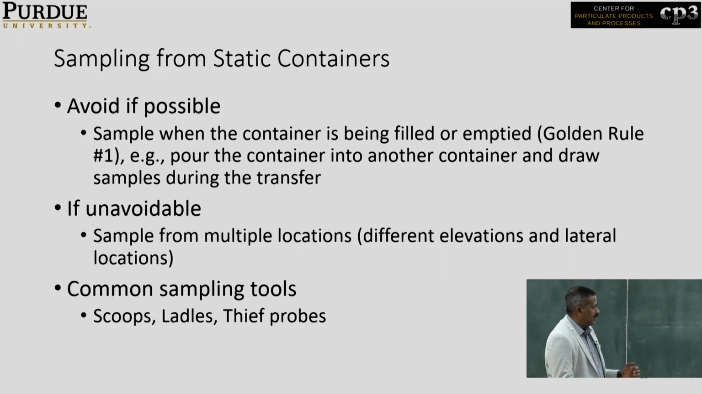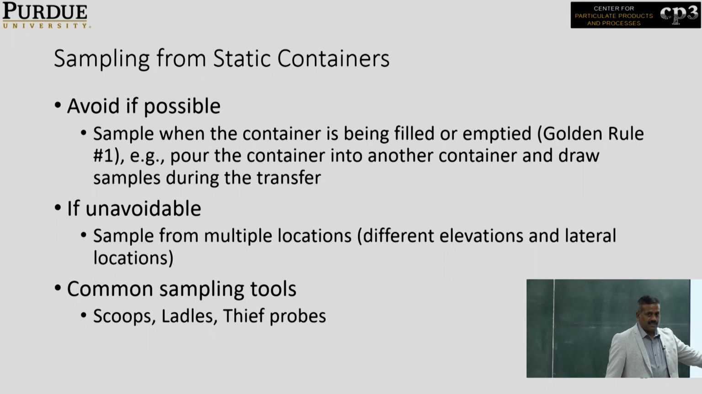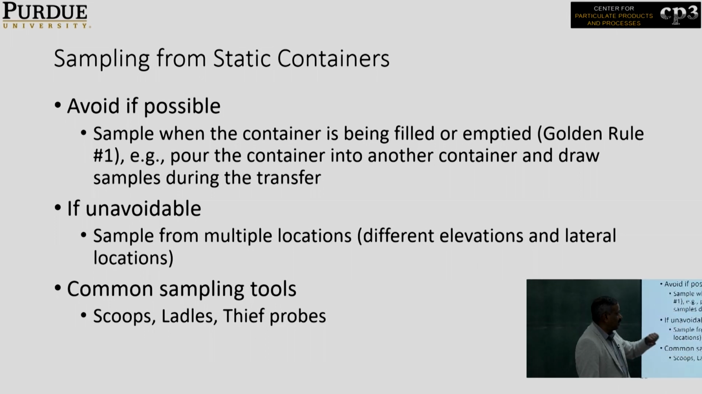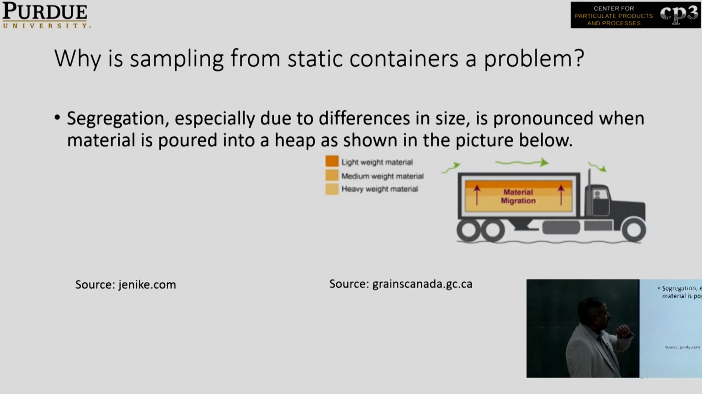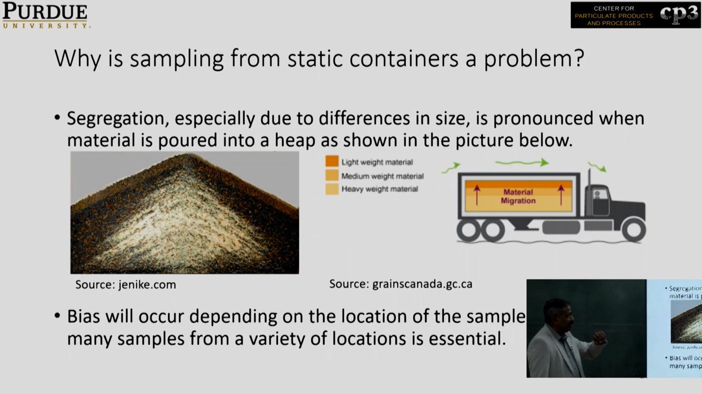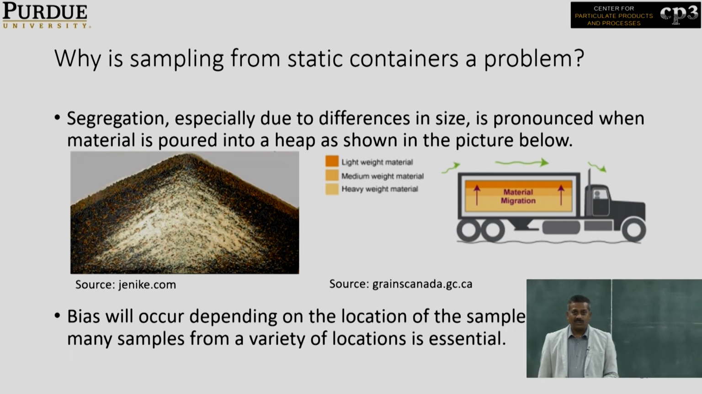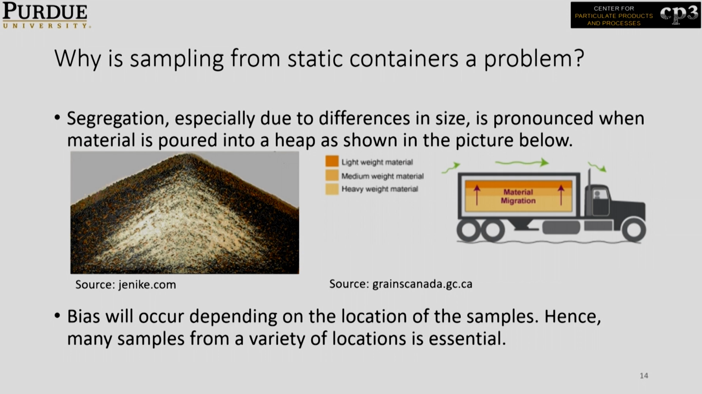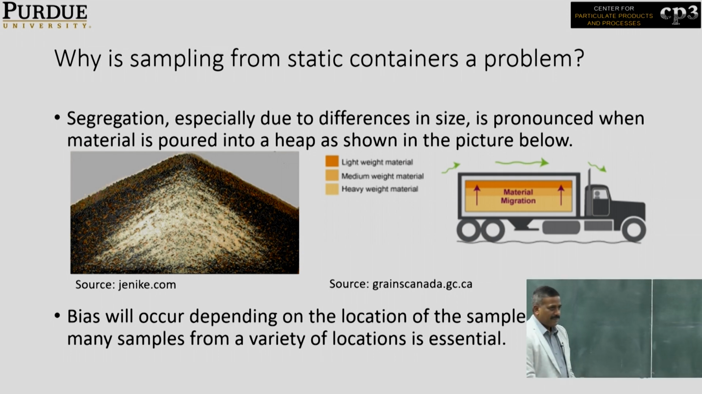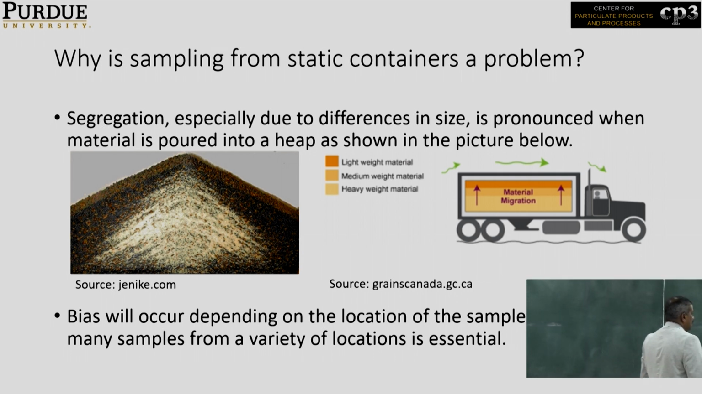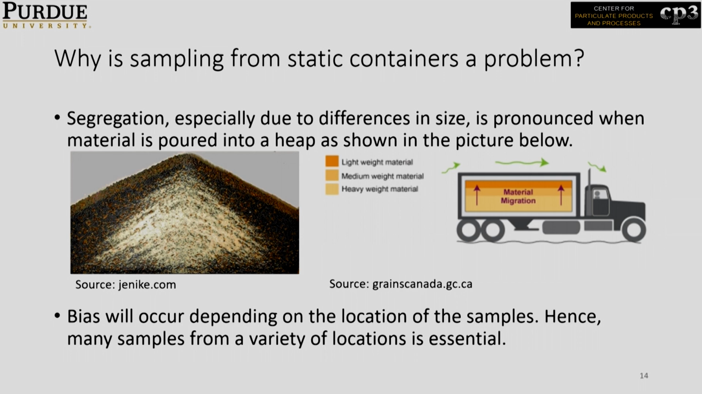That's one option, if you cannot avoid it. But we always use scoops, ladles and so on, right? We'll talk about that in a minute. So why is sampling a problem? Again, segregation. You would have seen this picture a lot on the internet. Bulk powders segregate a lot. They can segregate based on differences in composition, density and size. Lots of properties influence their segregation.